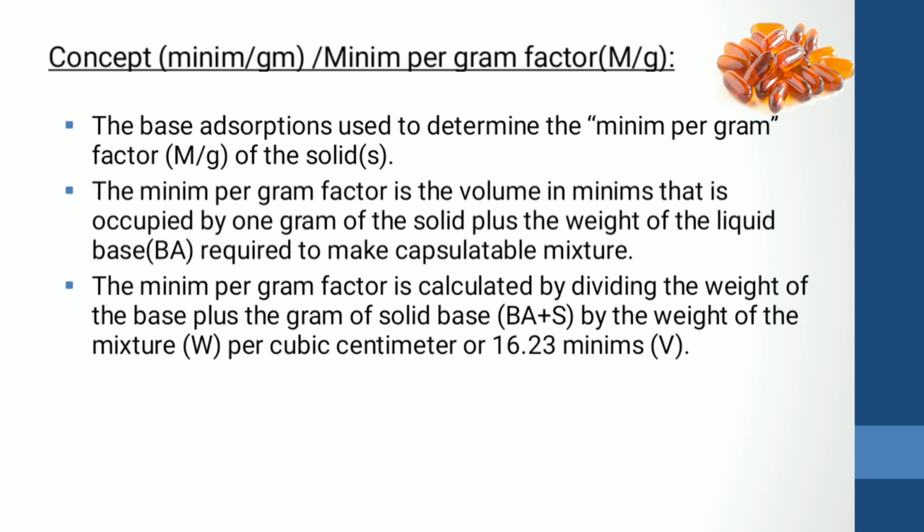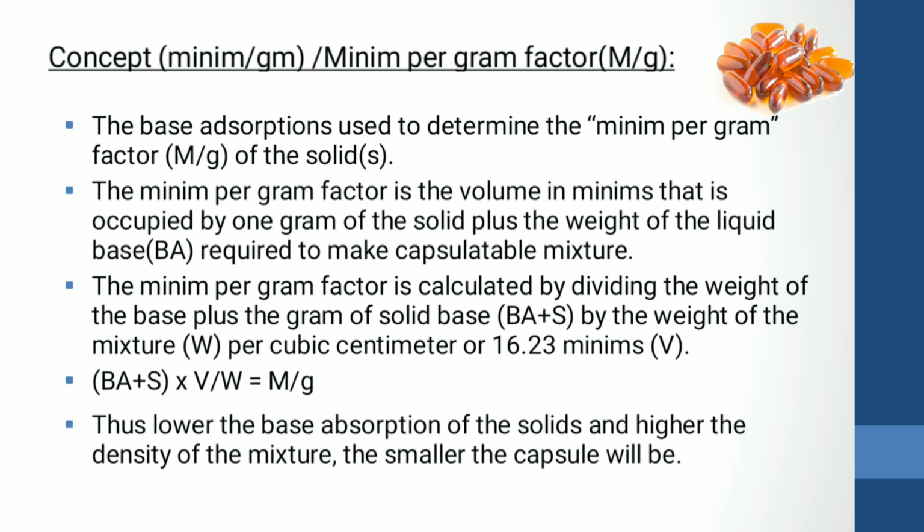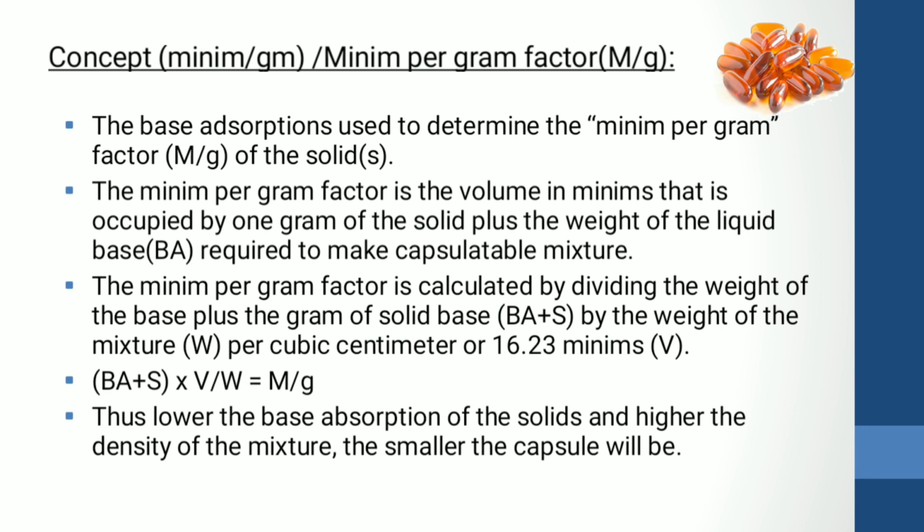That is, BA plus S into V by W is equal to M by G, that is minim per gram. Then it can be thus said that lower the base adsorption of the solid and higher the density of the mixture, the smaller the capsule will be.